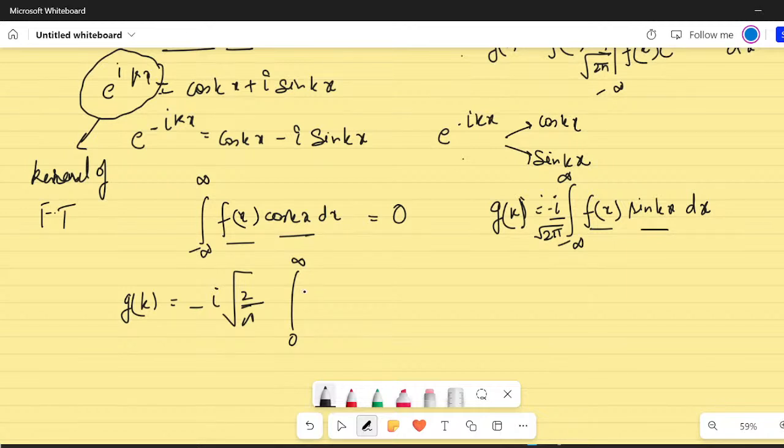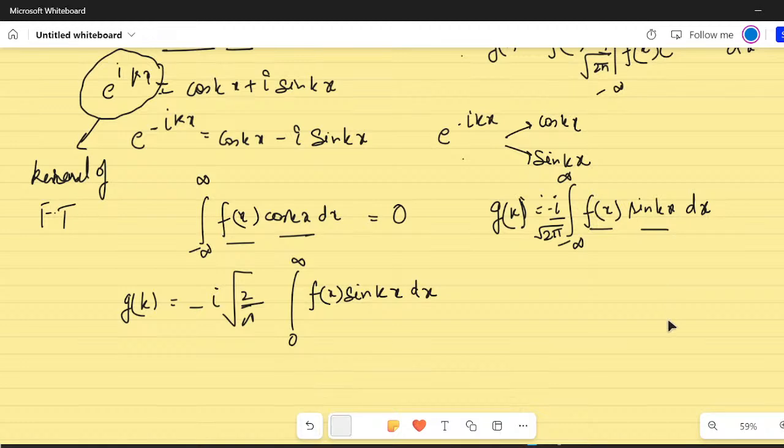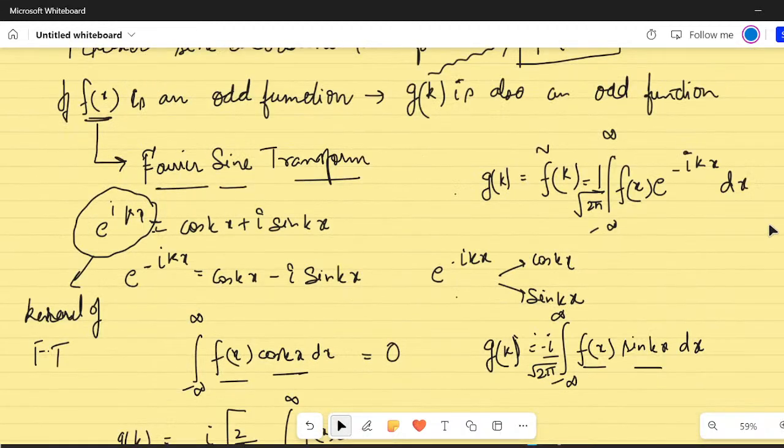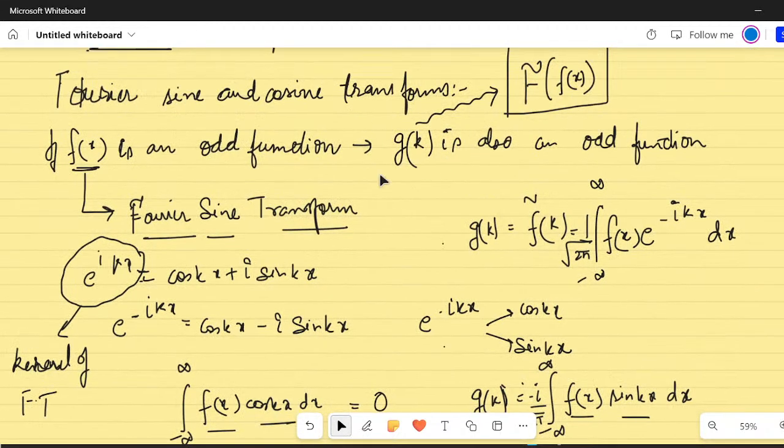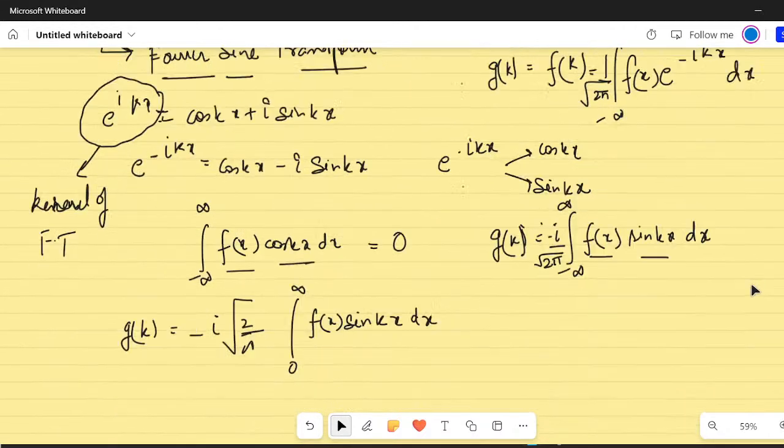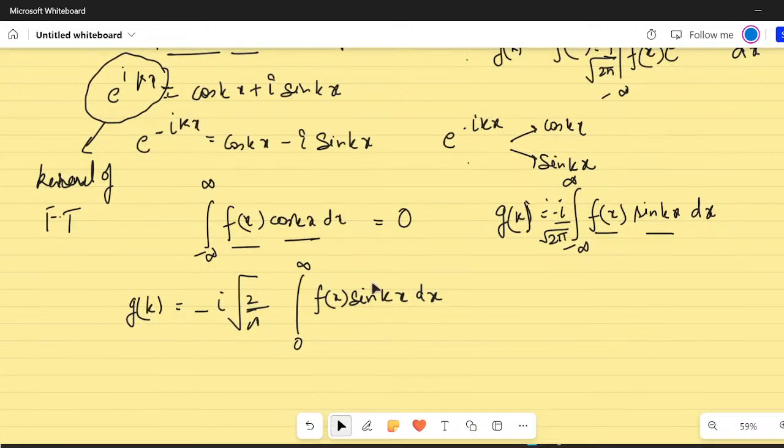Now you see this will be f of x sine kx dx. Okay, now if whatever I told you in the initial, that if f of x is an odd function, then its Fourier sine transform, then its Fourier transform is also an odd function. If you are aware that at the very start I told you this. Now you can see this from this particular structure also.